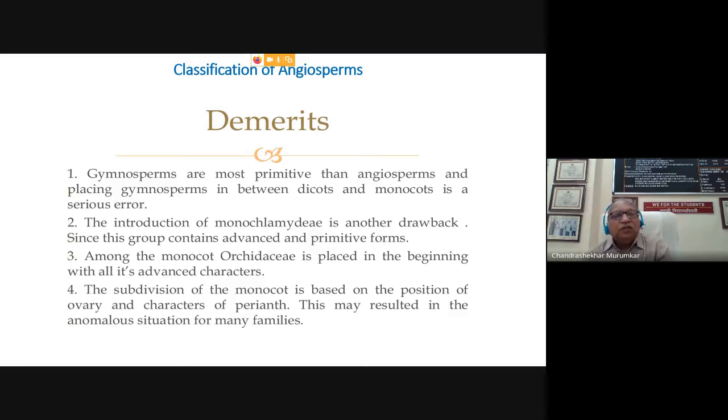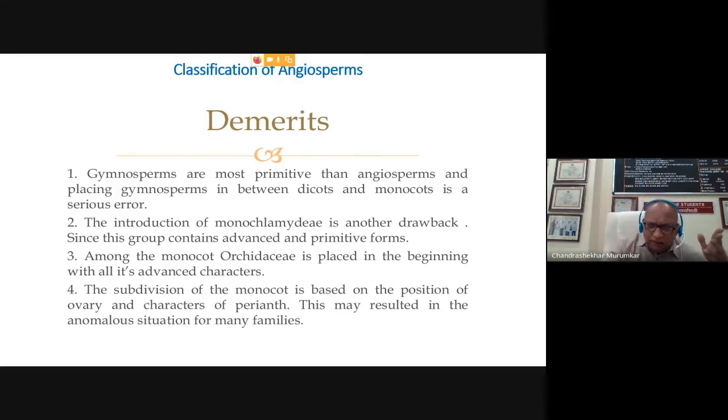The division of the monocots is based on the position of the ovary and the character of the perianth. Only these two characters are considered. And that's why this has created a lot of confusion in classifying the monocots. Because there are several closely related members, families or groups, they are placed elsewhere and have been separated.